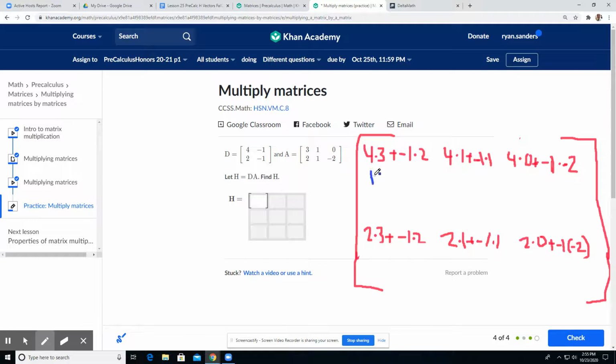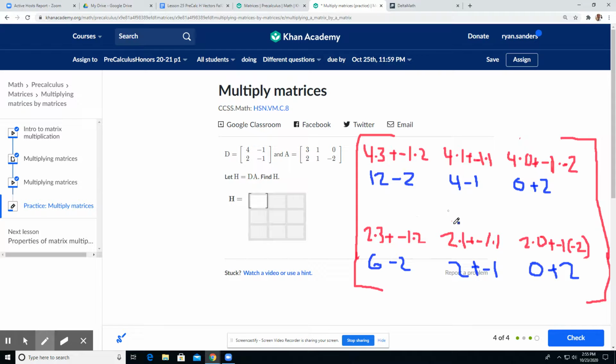All right. 4 times 3 is 12. -1 times 2 is -2. 4 times 1 is 4. -1 times 1 is -1. 4 times 0 is 0. -1 times -2 is plus 2. And on this one, 2 times 3 is 6, -1 times 2 is -2. 2 times 1 is 2, plus -1 times 1 is -1. 2 times 0 is 0. -1 times -2 is +2.